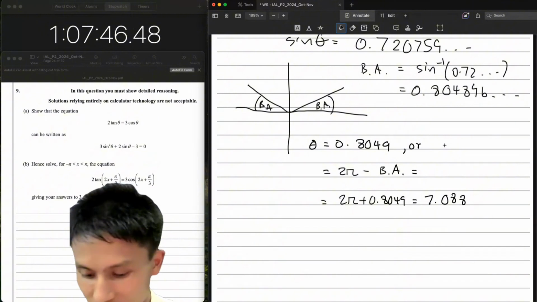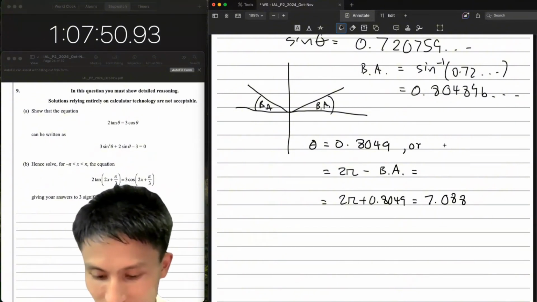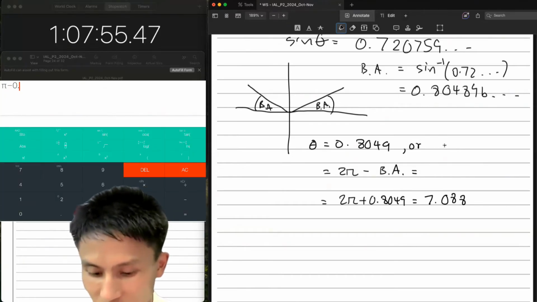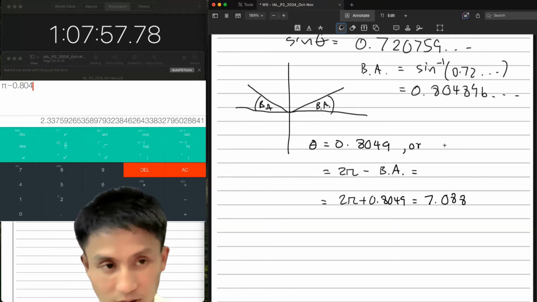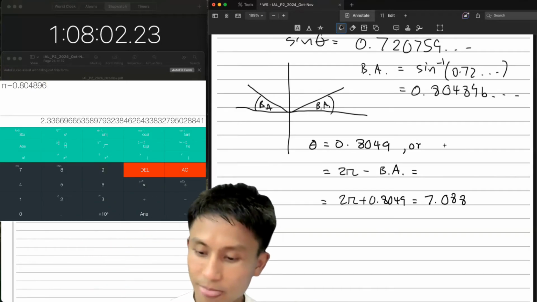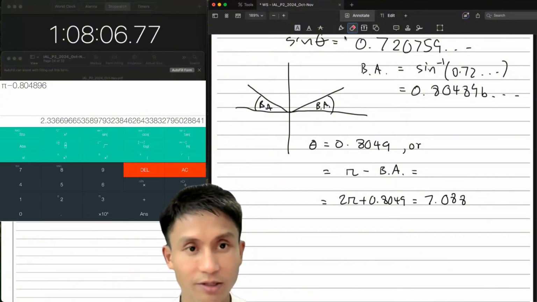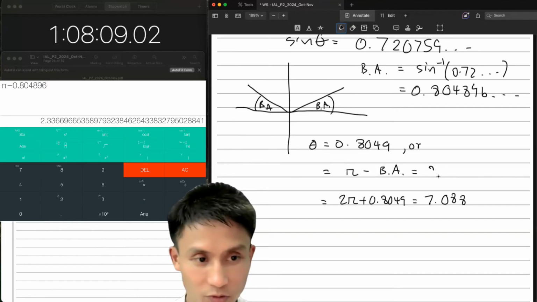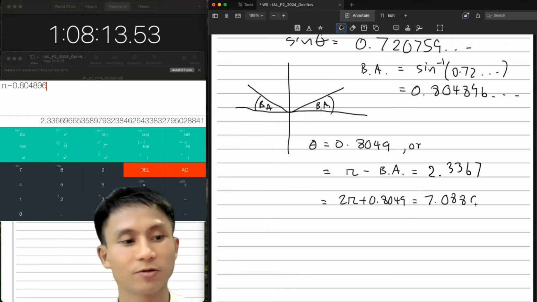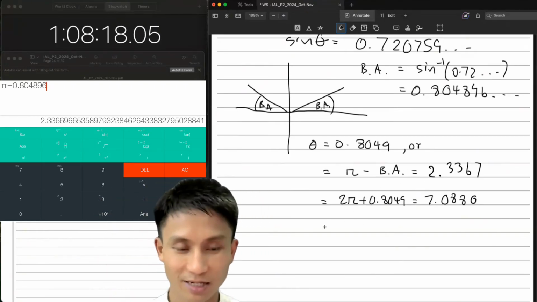So just that one, 2 pi. Sorry, it should be a pi, not 2 pi. Pi minus 0.804896. So here, this is not 2 pi, it should be a pi. Sorry. Okay, 2.3367. So those are the 3 roots for the positive side.